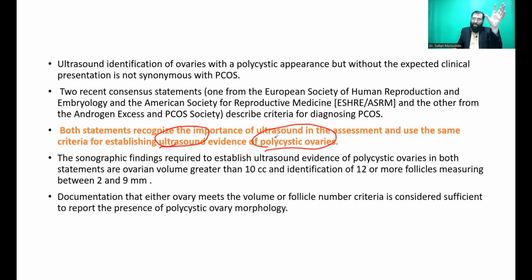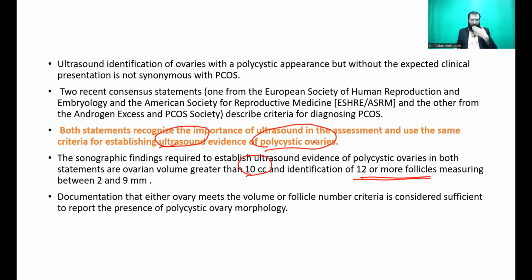Many a times you might see that the patient fits for PCOD ultrasound wise, like you might have sonography findings of polycystic ovary in both ovaries, that is volume more than 10 cc, and 12 or more follicles which are less than 10 mm. So if you have more than 12 follicles, that is antral count, and the ovarian volume is more than 10 cc.